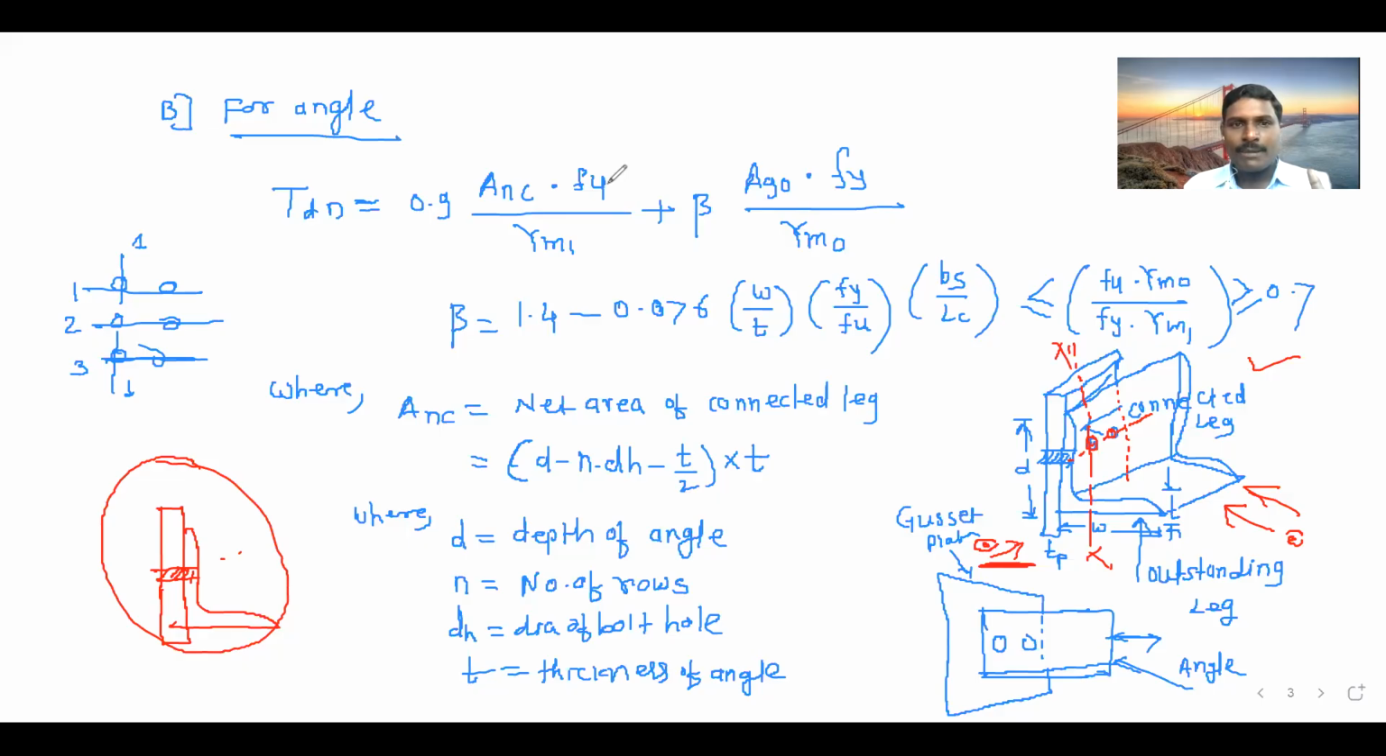What is FU? FU is the ultimate tensile strength. FY is the yield strength. Gamma M1 is the partial safety factor. The value of gamma M1 is 1.25 and gamma M0 is 1.1. Okay, so all these things we calculated. Now only beta remains, that we will see in the next lecture.